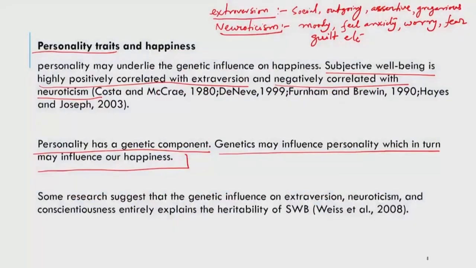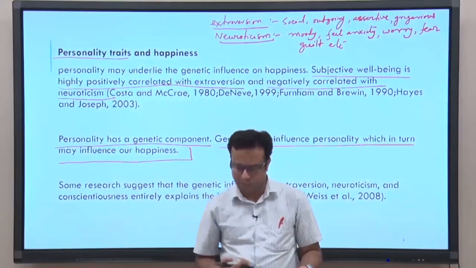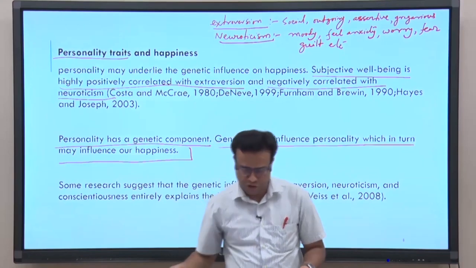Some research suggests that genetic influences on extroversion, neuroticism, and another characteristic called conscientiousness may explain a lot of the heritability of subjective well-being. So, our genetic influence on our personality traits may explain how genes can influence our sense of happiness or emotions.